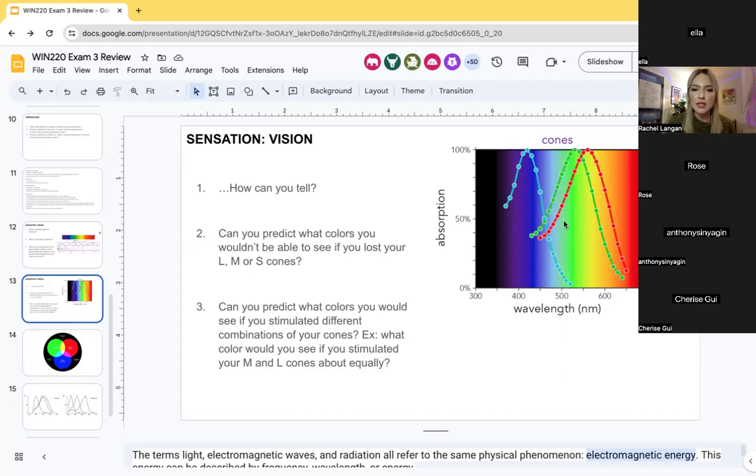And then can you predict what colors you'll see if you stimulate different combinations of your cones? So if you stimulated your M and your L cones equally, that will allow you to see a really light green or yellow. If you stimulate your S cones and your M cones about equally, you'll see that light blue or cyan color. If you stimulate your L cones and your S cones about equally, you'll see a purplish magenta color.